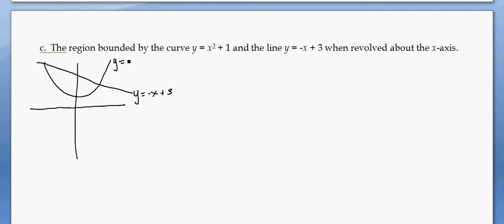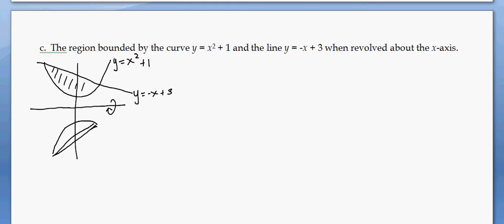Let me label these two. And we're going to rotate this about the x-axis. So we're rotating about here. So we're taking this region here. When we rotate it about, we'll obviously have some other piece down sort of here. That is not very good.